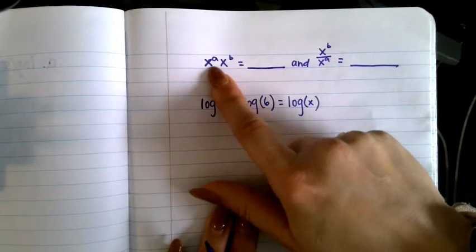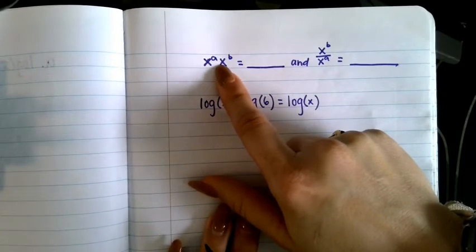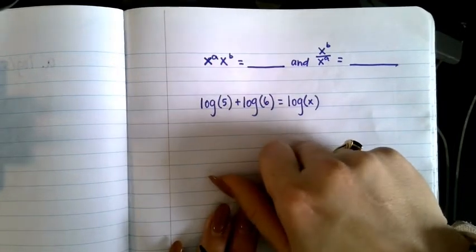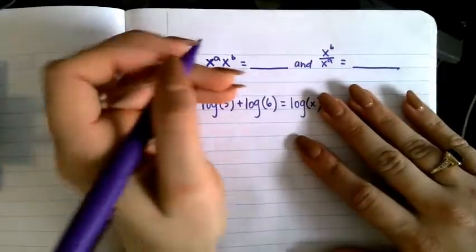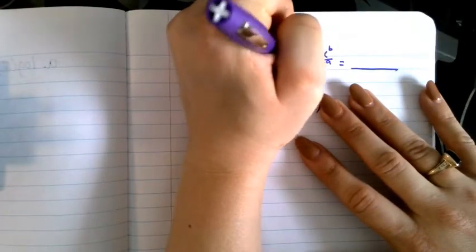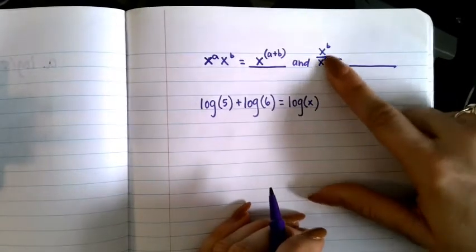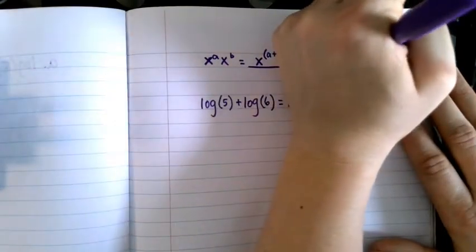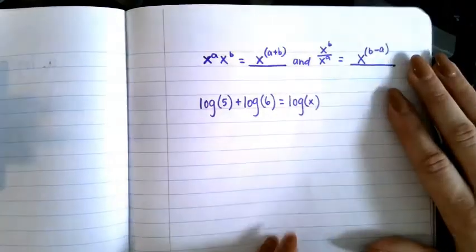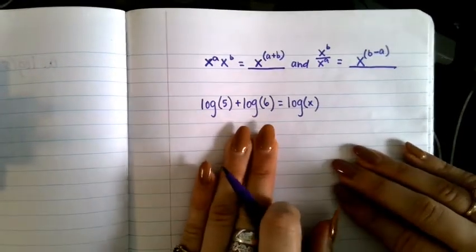So first of all, we have x to the power of a and x to the power of b. If they have the same base, what are we supposed to do with our exponents? We add them. So this is really like saying x to the a plus b. And with division, we're subtracting. So if we have the same base again, this is like saying x to the b minus a. So we're going to look at how this translates for logarithms.